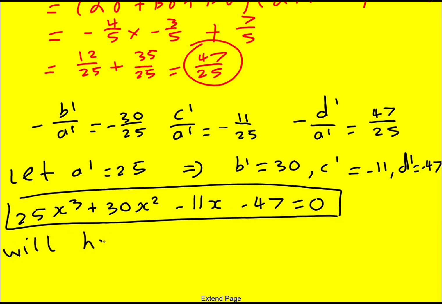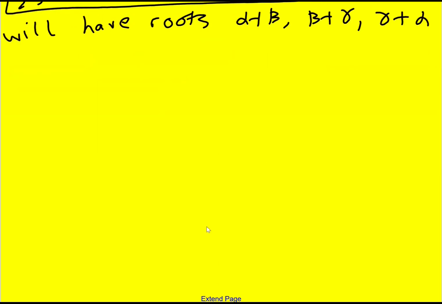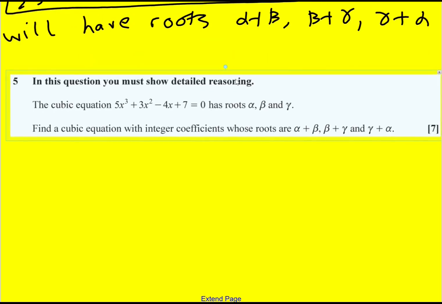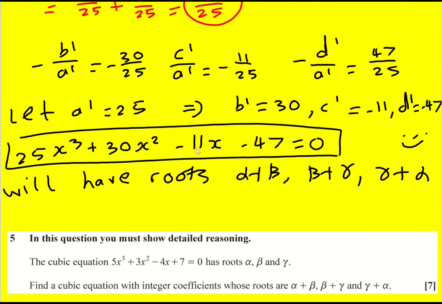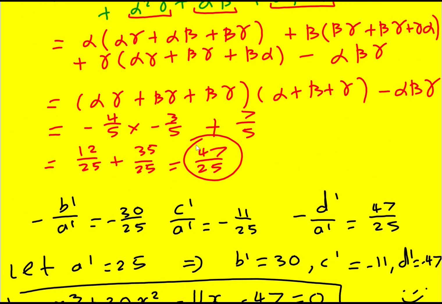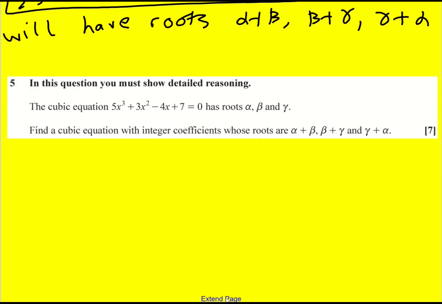This will have roots alpha plus beta, beta plus gamma, gamma plus alpha. It's pretty epic, that. The more you practice, the easier it will become because you're sort of ready to look out for these things. Because the last one where we had to kind of do that factorization, that was pretty awkward when you've never seen that before, but ideally you will have.